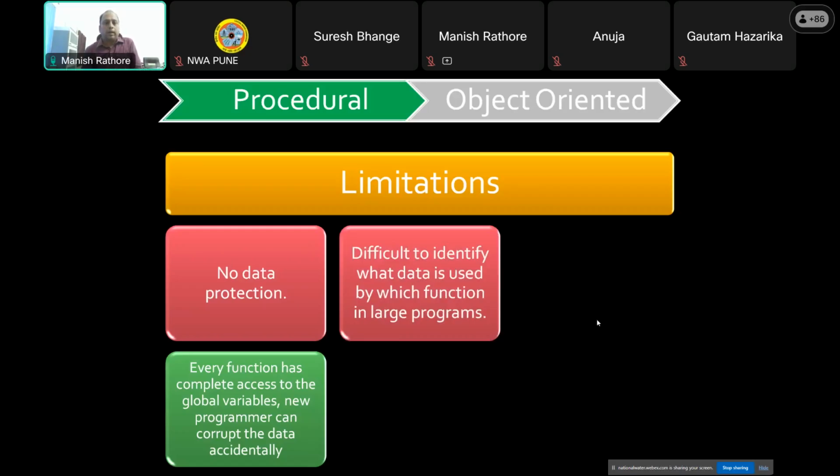As I already said, it becomes difficult to identify what data is used by which function in large programs. जब आपका प्रोग्राम बड़ा हो जाता है तो ये चीज आप आइडेंटिफाई नहीं कर पाते हो, क्योंकि ऑल द ग्लोबल वेरिएबल्स आर अवेलेबल टू ऑल फंक्शंस. तो कौन सा फंक्शन आपका कौन सा वेरिएबल यूज कर रहा है, ये चीज आप आइडेंटिफाई करने के लिए बहुत ज्यादा टाइम कंज्यूम होता है.